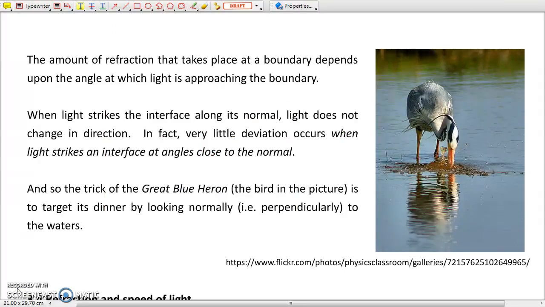Similarly, the great blue heron also has the same problem. When they try to find food underwater, the refraction of light also makes them miss their target prey easily. So many great blue herons learn to look perpendicularly into water to find the little fish or shrimp as their food.